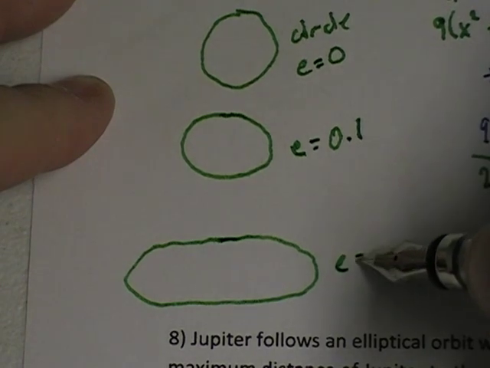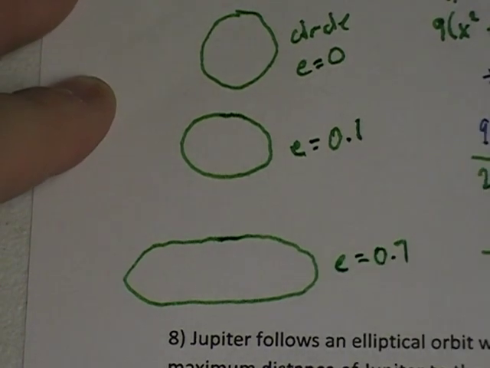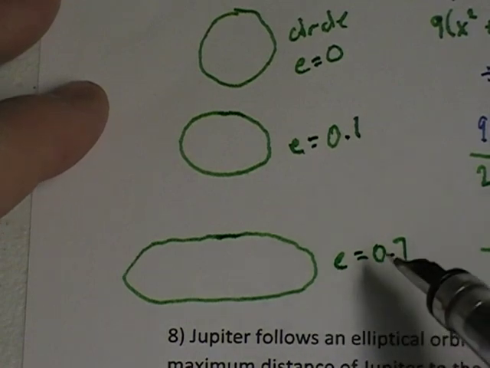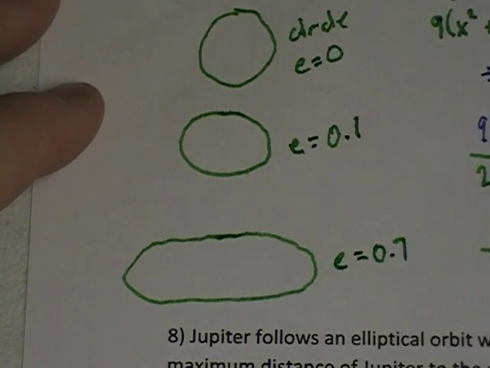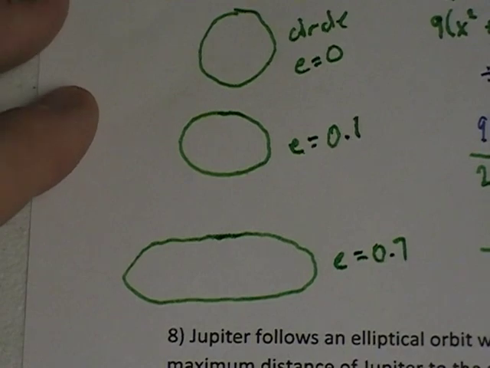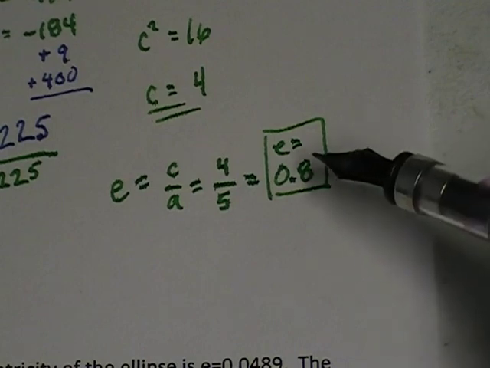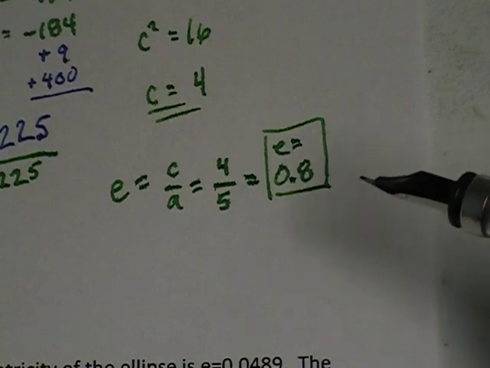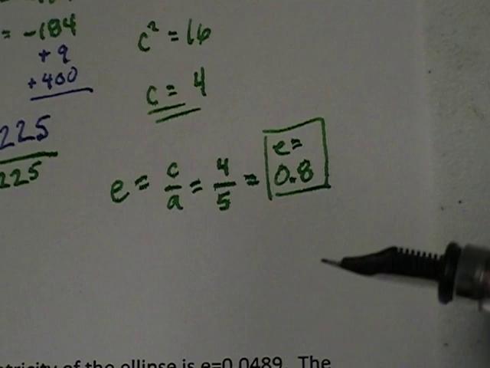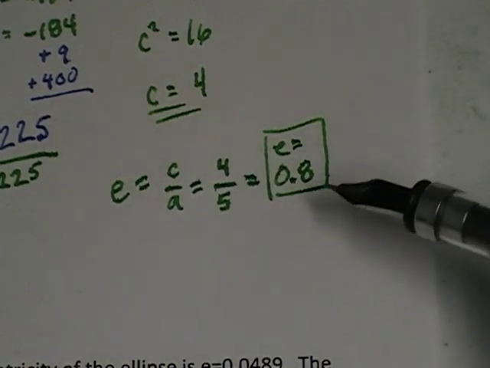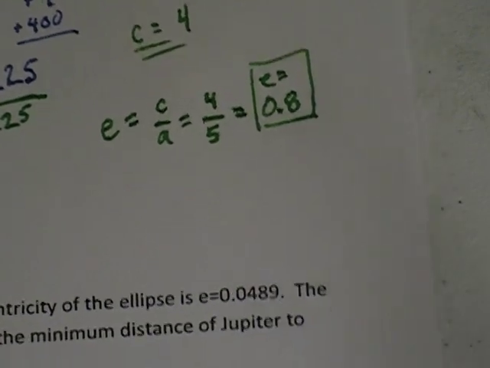So this would be like E equals 0.7. Okay, and as it flattens out and becomes more elliptical, this eccentricity gets higher. So that's what we use that E term. So when we look at our answer, E equals 0.8, what do we realize? This is a very, very wide, flat, elliptical looking ellipse. Okay, so anyway, that's the eccentricity of an ellipse.